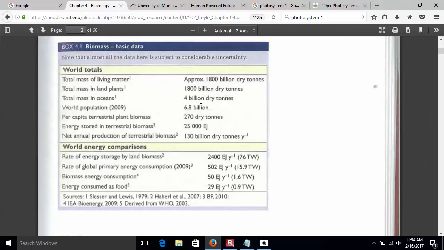That's a matter of dry. The wet is probably unmeasurable, unknown. No, it's pretty well known. It's there. Yeah, 4 billion. There you go.